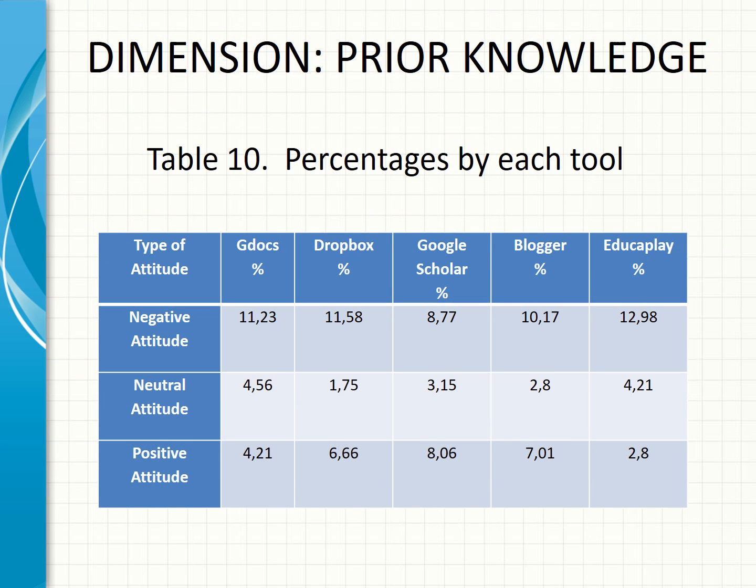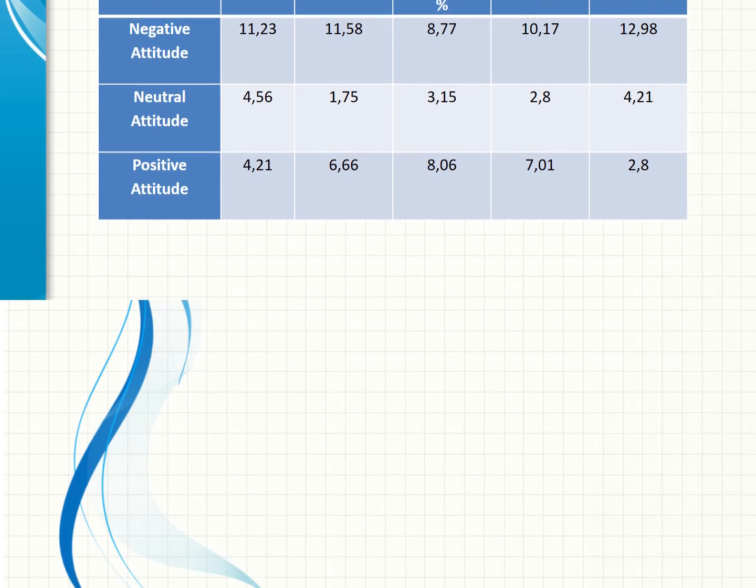If we check the result by each tool, we will find that the result says they have a negative attitude. It means they really don't have knowledge about this tool.